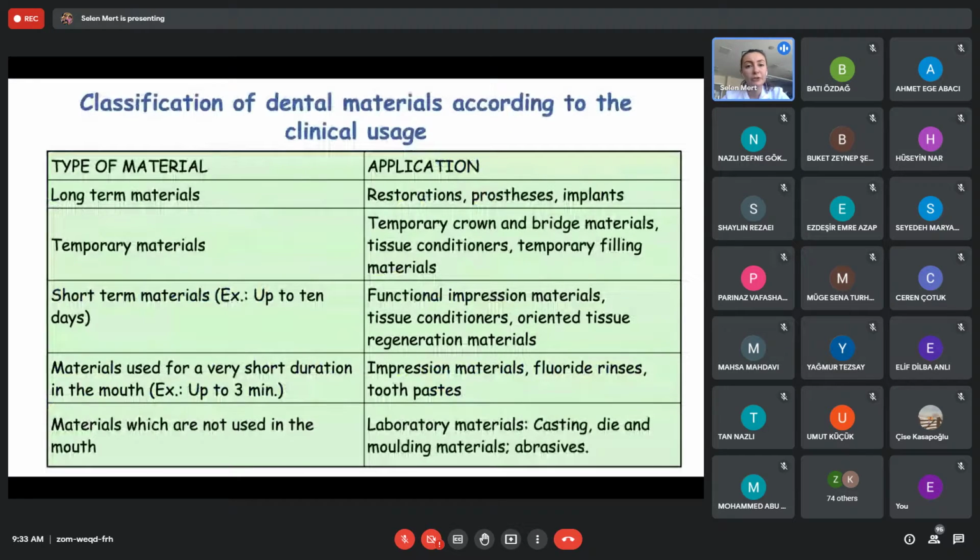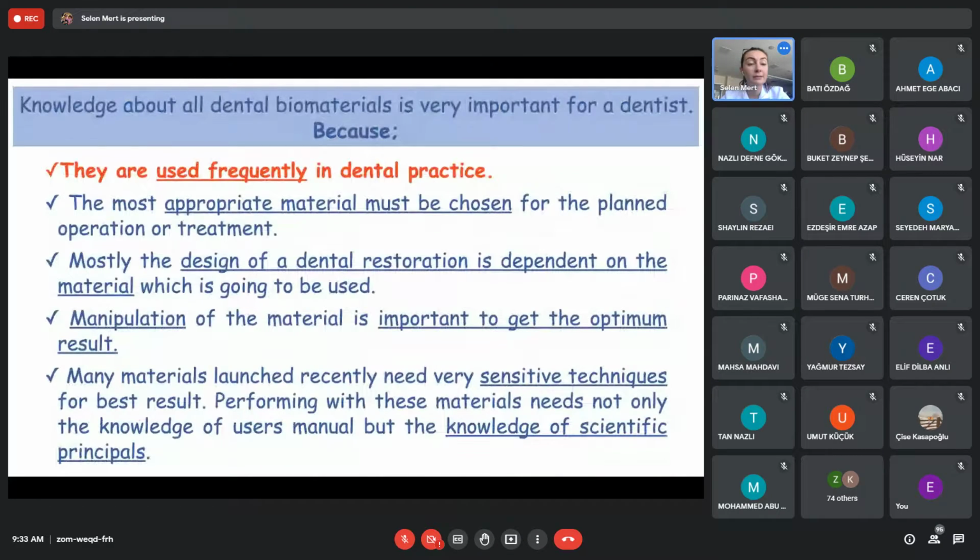There is a different classification of dental materials. You can check in here according to their clinical usage. It may be long-term, temporary, short-term, or very short-term. And another class is the materials that we don't use in our patient's mouth, but we use in the dental technician laboratory.